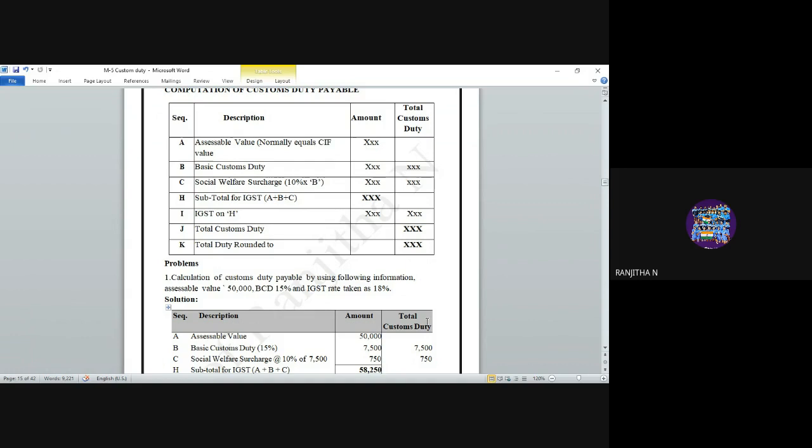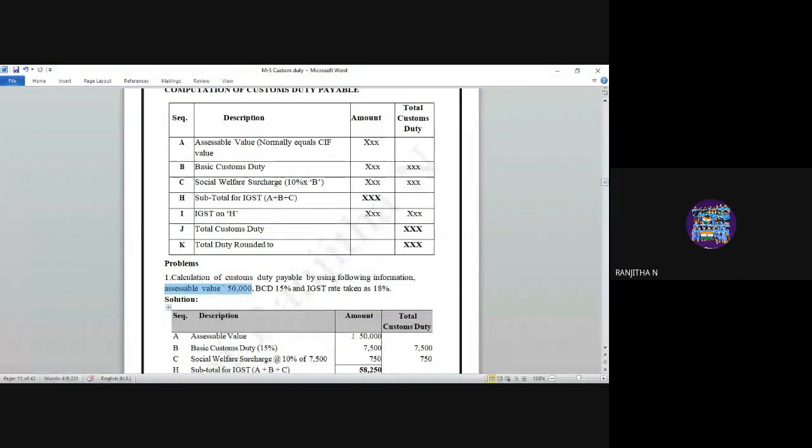So as per the format, what is the first thing we need to take, students? We need to take the assessable value. Is it right? What is the assessable value in the question? The assessable value in the question is 50,000. I'm taking that 50,000 in my amount column.